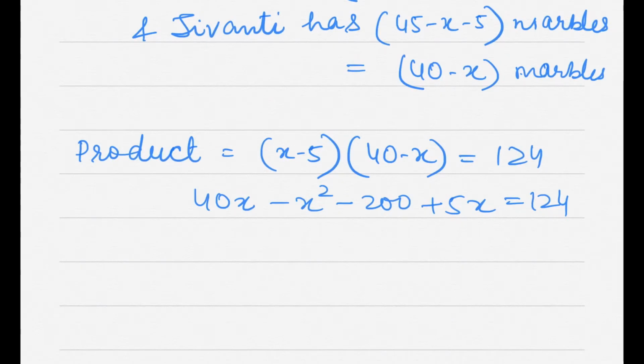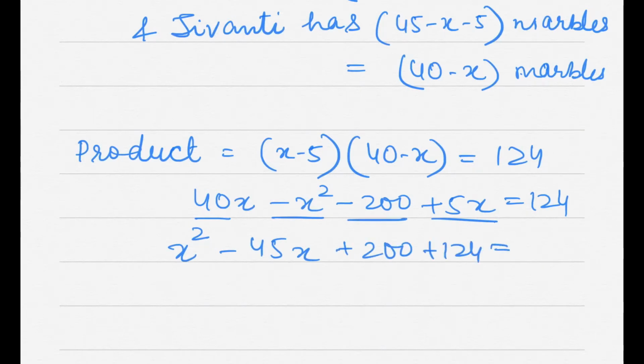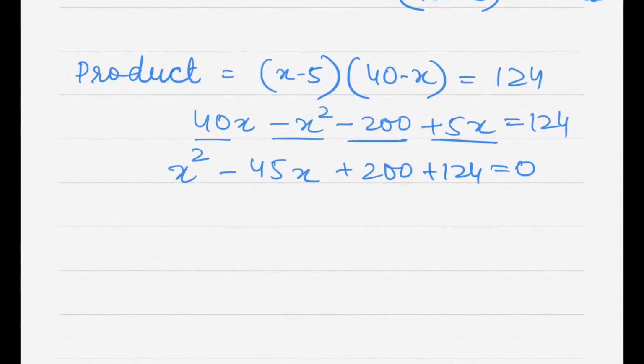Now I can take everything to that side, so that my x square, the first term, is positive. We always want that for our calculations to be easier. So if I take this x square that side, it will be x square, because it was minus here, and 40x and 5x is plus 45x. If it goes that side, minus 45x, and plus 200 plus 124 is equal to 0. Now x square minus 45x plus 324 is equal to 0. So here I am getting a quadratic equation, right?